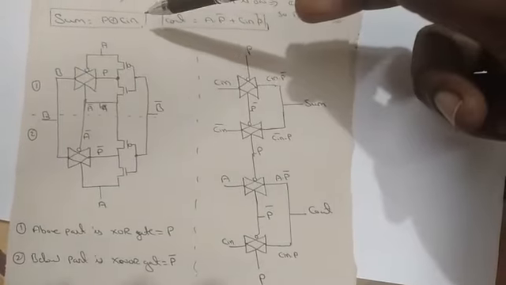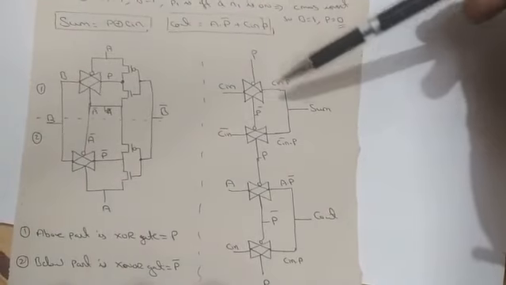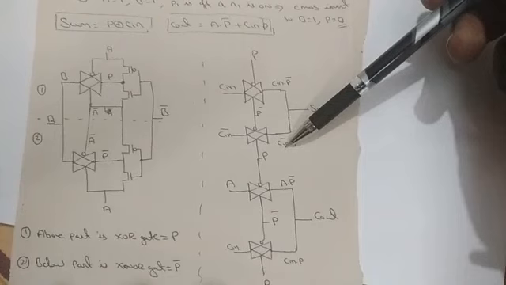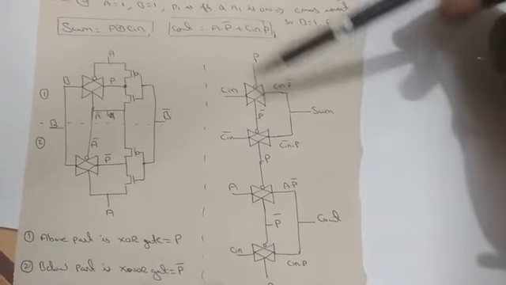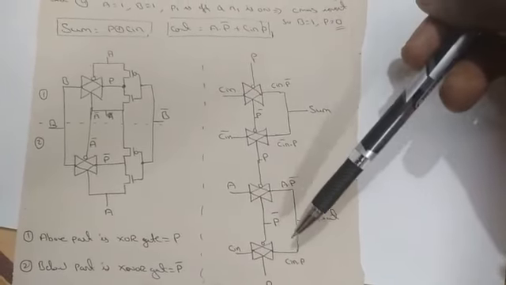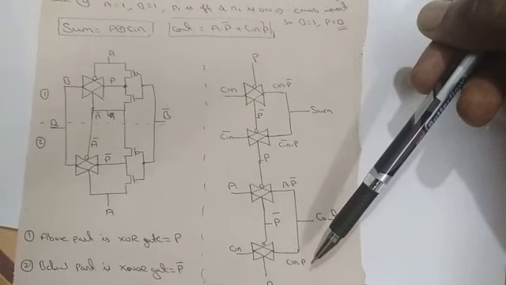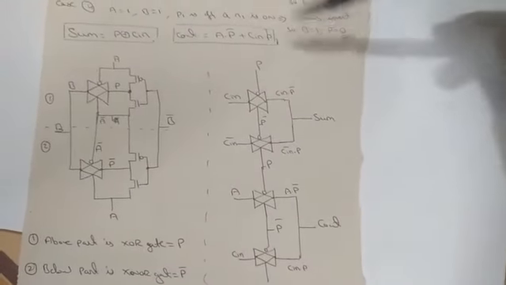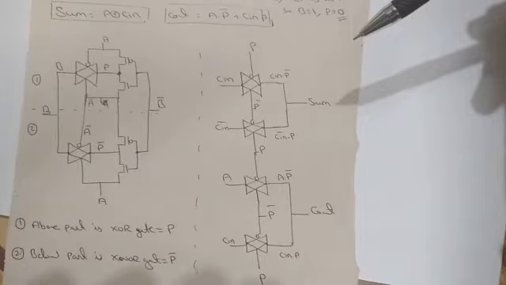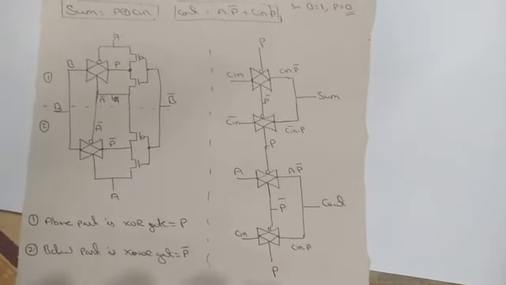Okay, you can just check here. Sum is equal to what? P excluded OR Cin, Cin bar plus Cin bar into P. For Cout it is A into P bar plus Cin into P. So this is the schematic of your full adder.